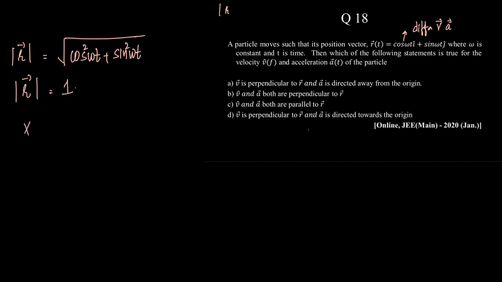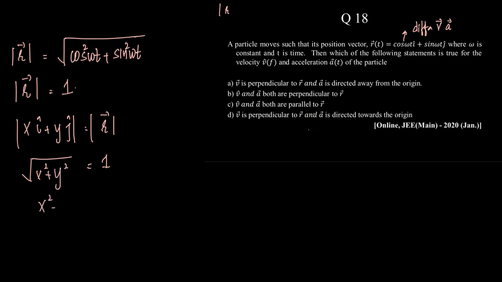So what is vector r? Vector r is x i cap plus y j cap. So now if you take modulus on both sides, what you get is modulus of xi plus yj is equal to modulus of r. Now what is modulus of r? It is 1. What is modulus of xi plus yj? It is root of x square plus y square. Which means if we square on both sides, what you get is x square plus y square is equal to 1.